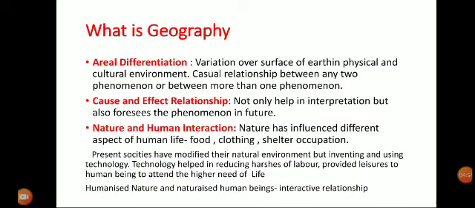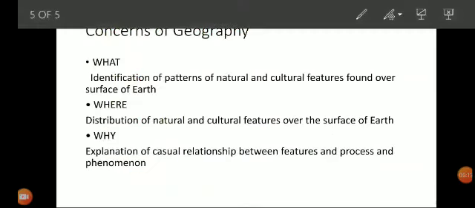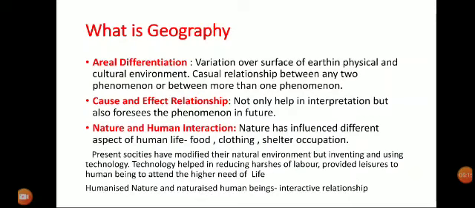One geographer defines geography as a cause and effect relationship. So geography not only helps us to interpret but also foresee phenomena in the future. Like many geographers can tell by the type of monsoon which will happen in the Indian subcontinent the produce of the crop which will happen in that year.